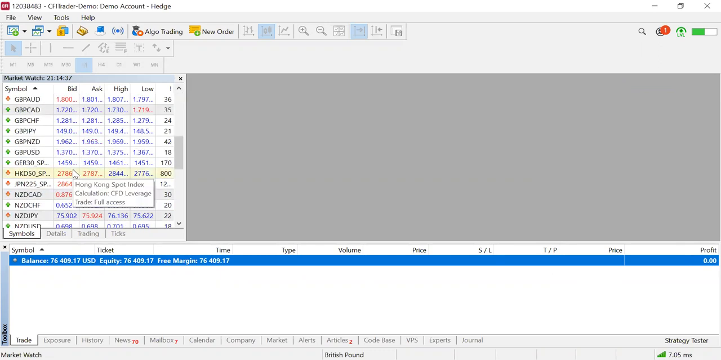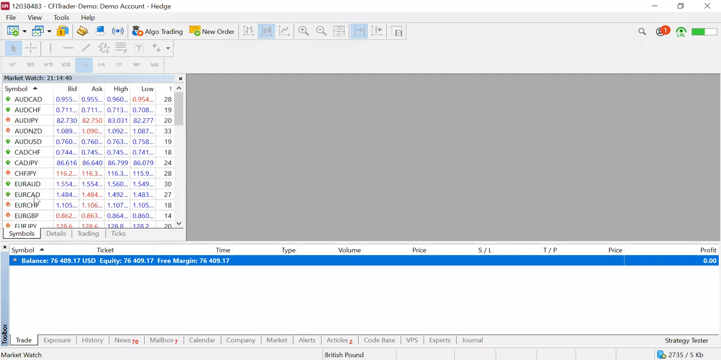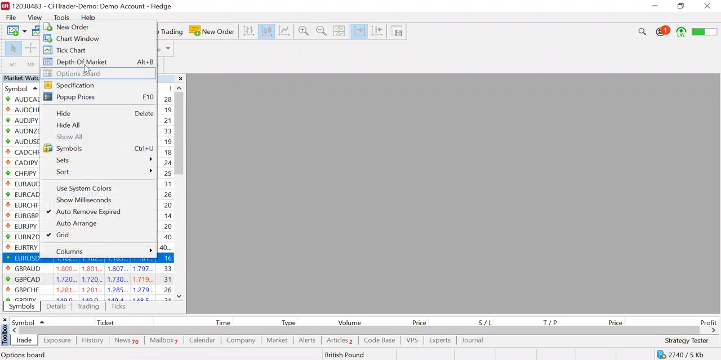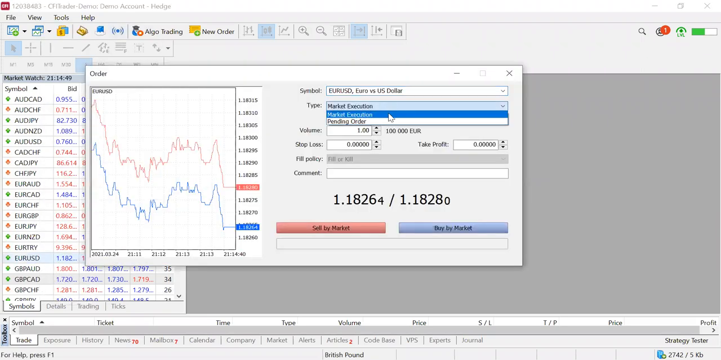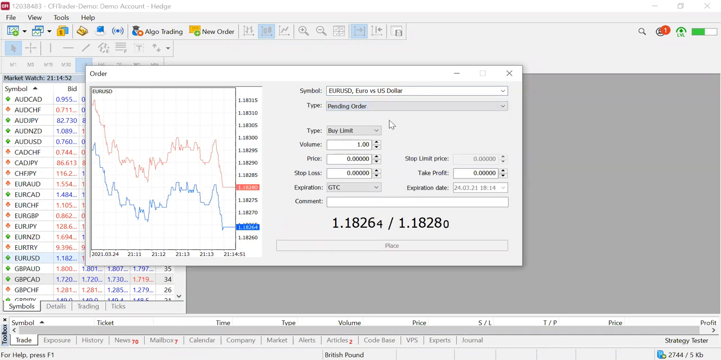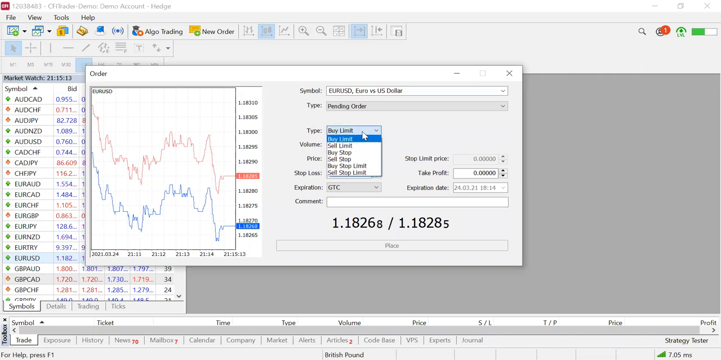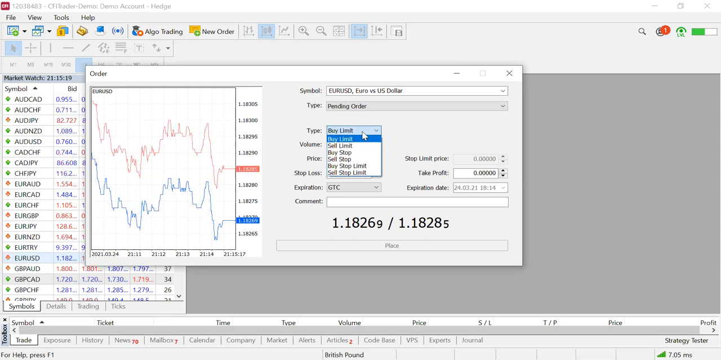How to do it. Then let's go back to the order window again with the euro dollar, and let's go with the second type of order, which is the pending order. A pending order is basically an order to be executed at a later time and at a specific price too, okay? You have several types of pending orders. The first one is buy limit, but then you also have sell limit, sell stop, buy stop limit, and sell stop limit, okay?